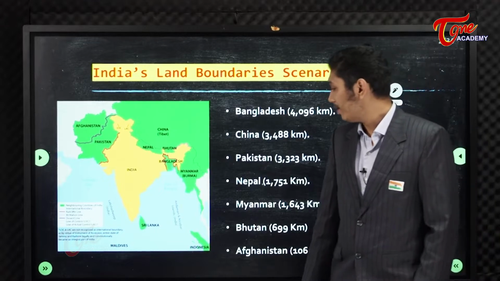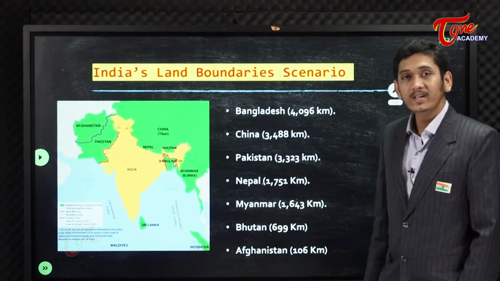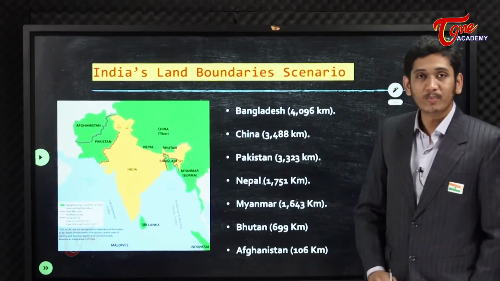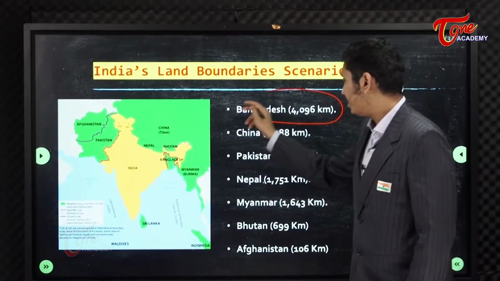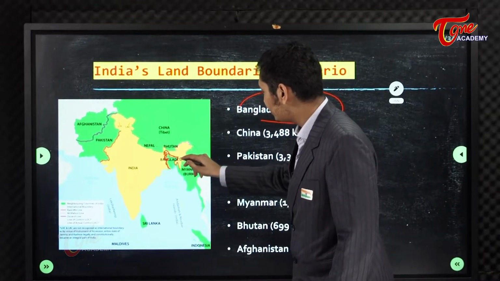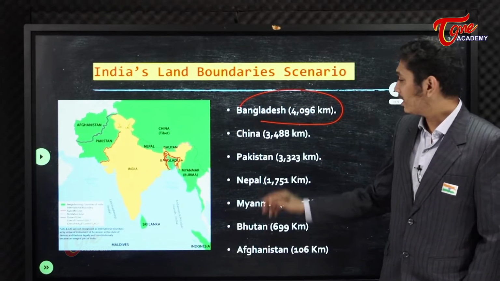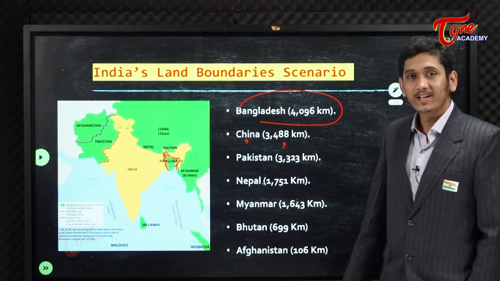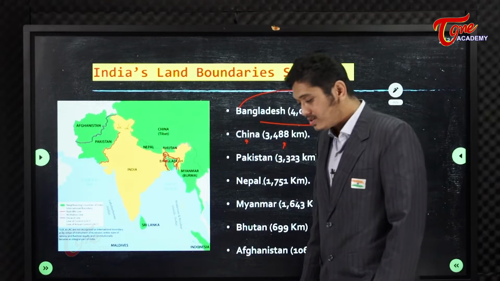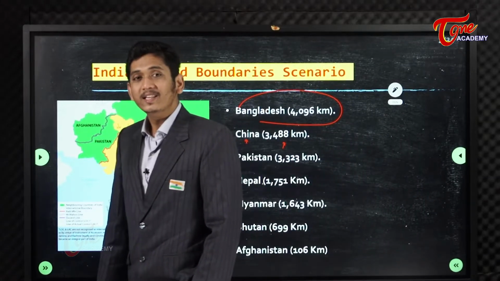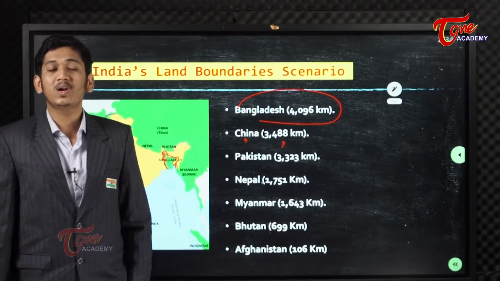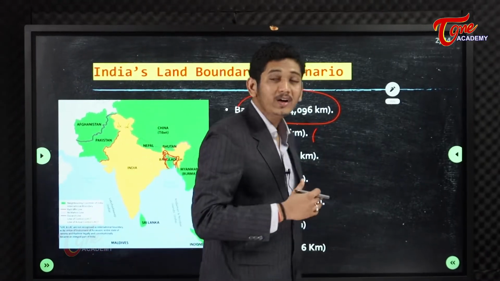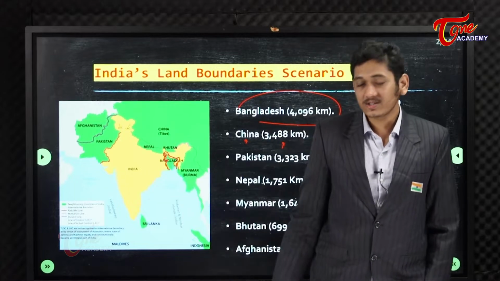Border scenario of India. India has around 7 neighboring countries. Friends, in that we have the largest boundary with Bangladesh. With Bangladesh, India shares its largest boundary, and then the second largest boundary is with China with around 3,488 kilometers. I can simply say that it is the world's longest disputed border, which is having the longest length.